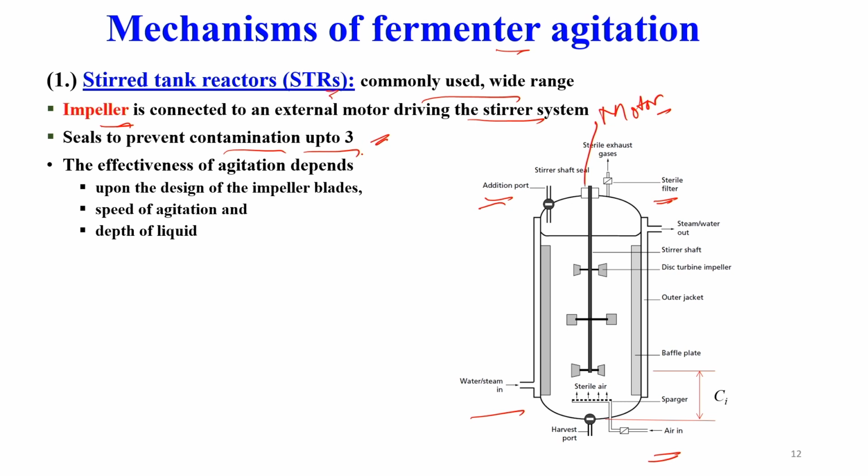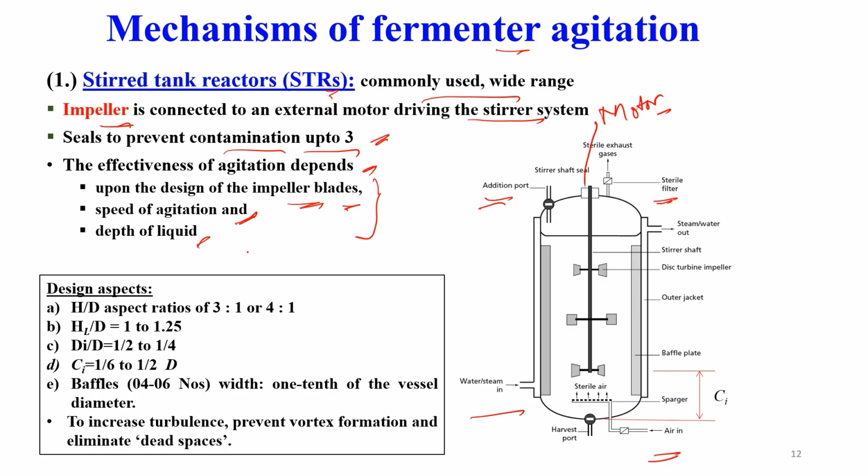So, typically up to 3 inlets are recommended, and the effectiveness of agitation depends on the design of the impeller blade. There are different types of blades we will be discussing in the next slide, what is the speed, and what is the depth of the liquid. So, these three are very important parameters: which type of impeller, what is the speed, and what is the depth of the liquid. Here I have summarized a few design aspects for this stirred tank bioreactor.